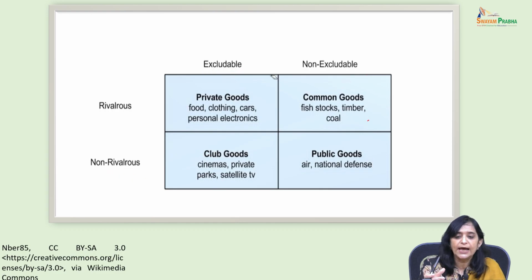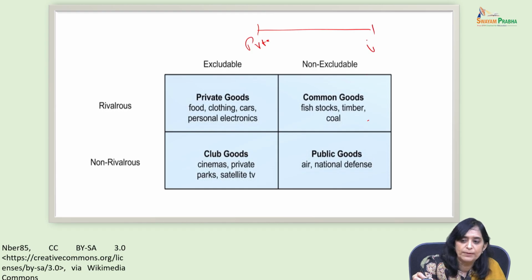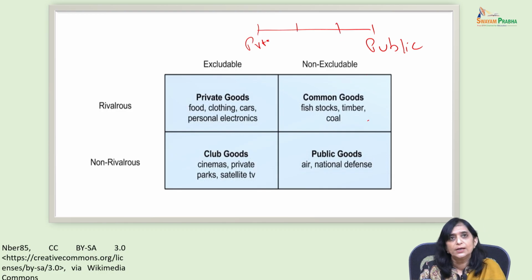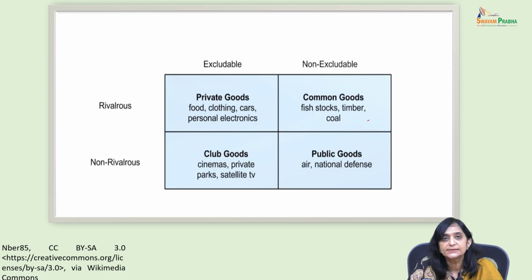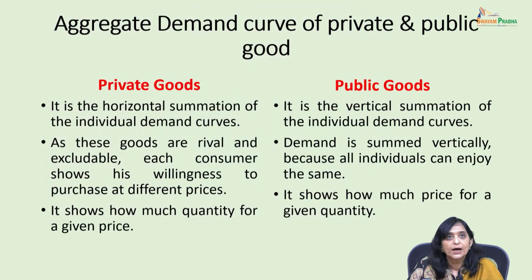So as you can understand, we have a big continuum starting from private goods to public goods, and the two others fall in between. I thought this diagrammatic representation will help learners understand this concept better. Now moving on to a very important aspect, understanding private goods and public goods and their aggregate demand curve. We have already understood what a private good is and how it is different from public goods.